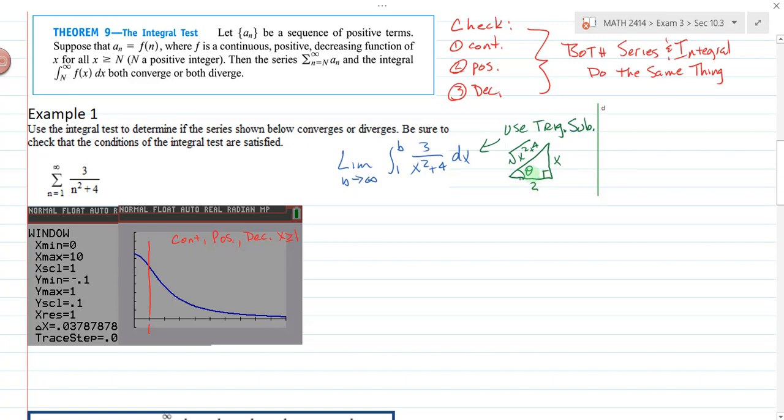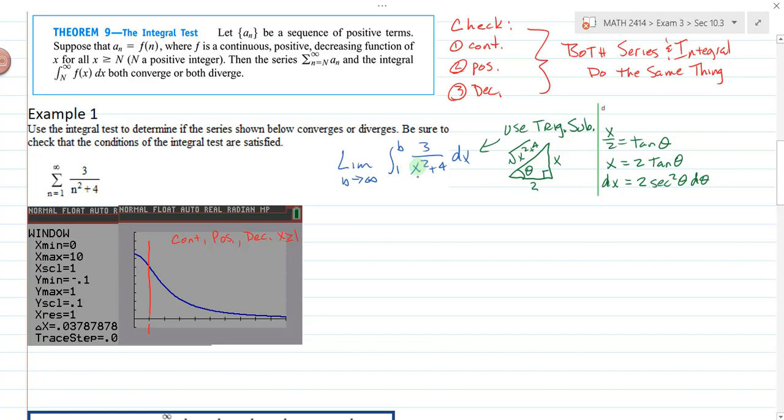x over 2 is going to be equal to opposite over adjacent, which is tangent. That means that x over 2 is equal to tangent theta. So x would be equal to 2 times tangent theta. dx would be equal to what? 2 secant squared theta d theta. Do not forget your differentials.